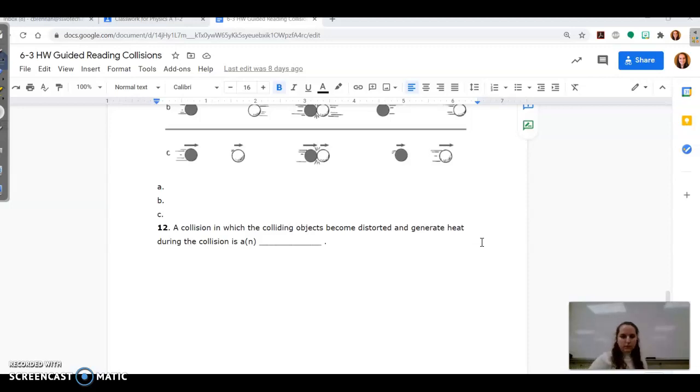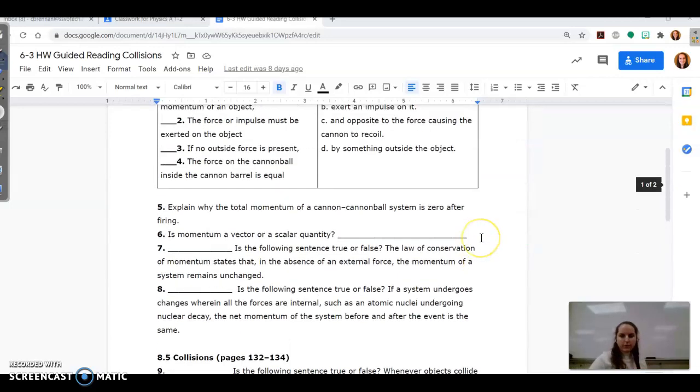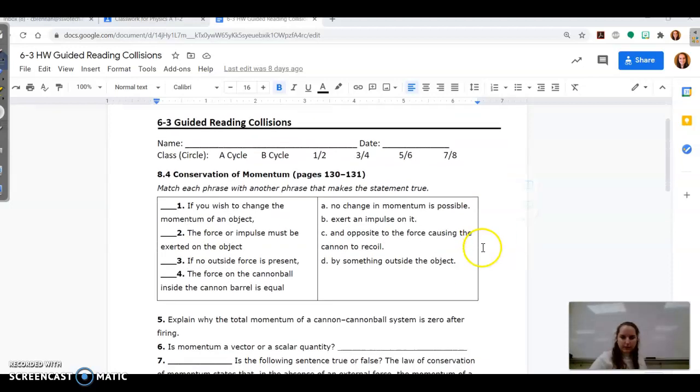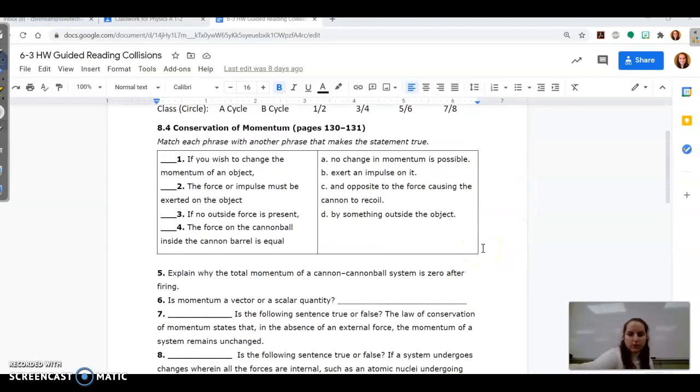All right, so this was a review of your homework last night. Again, it's from that guided reading. If this stuff still does not make sense, you need to study it. You need to look at your notes and ask me good questions so that we can all get good grades.